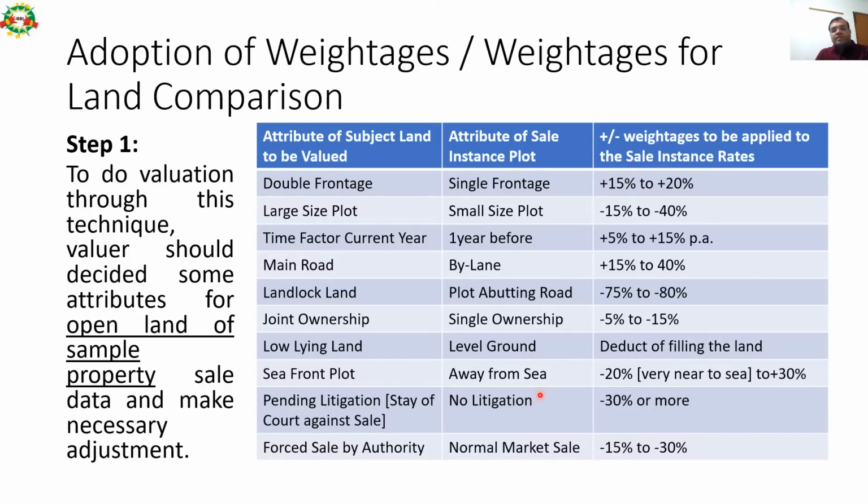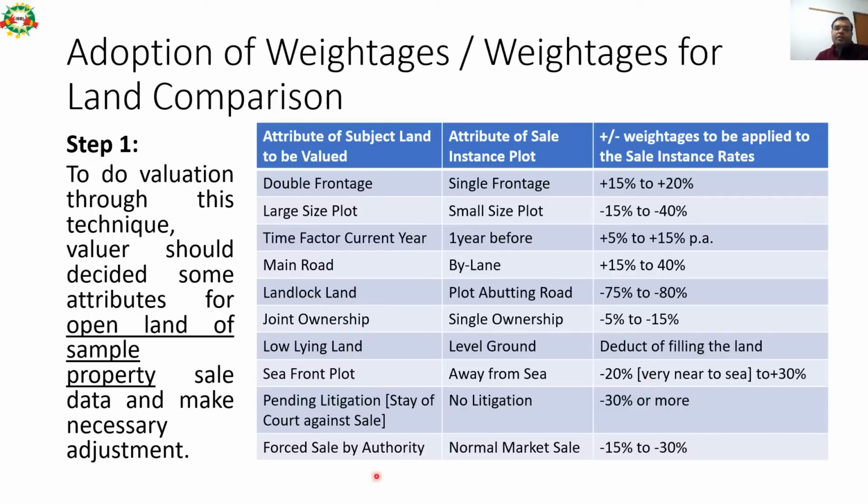If there is, let us say, some litigation pending, or a court stay against sale of the existing property which is required to be valued by us. However, in case of the sample property data, there was no litigation, right? So it may cause up to 30% reduction in the price of the property which is to be valued by us.